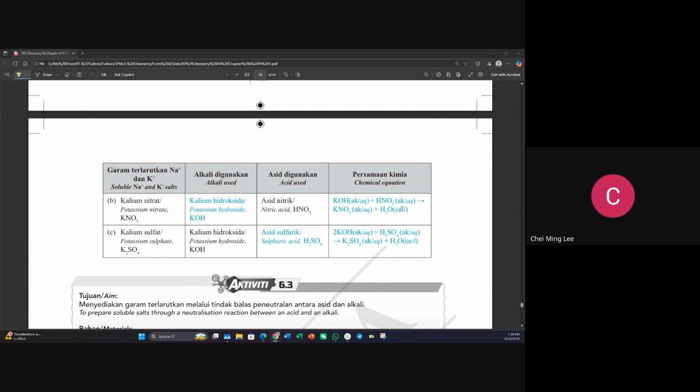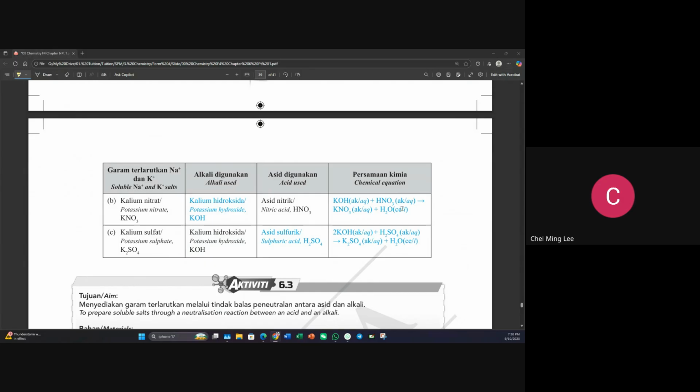This is how it works, because the salt is made up of a metal part and a non-metal part. The covalent compound part comes from the acid, and the metal part comes from the hydroxide of the metal.